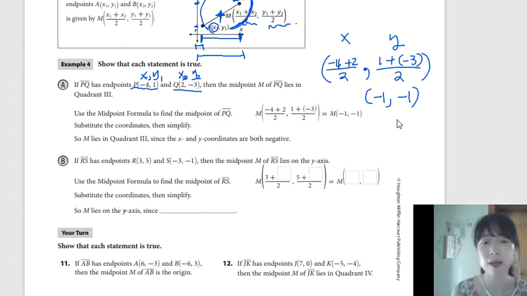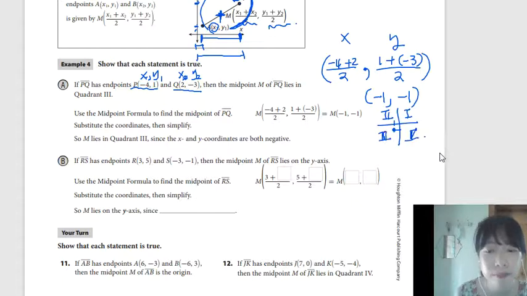Yay! So M lies in quadrant 3 because (-1, -1) is right here. That's quadrant 1, quadrant 2, quadrant 3, quadrant 4. Remember that? Since the x and y coordinates are both negative. Okay, so that's proven.